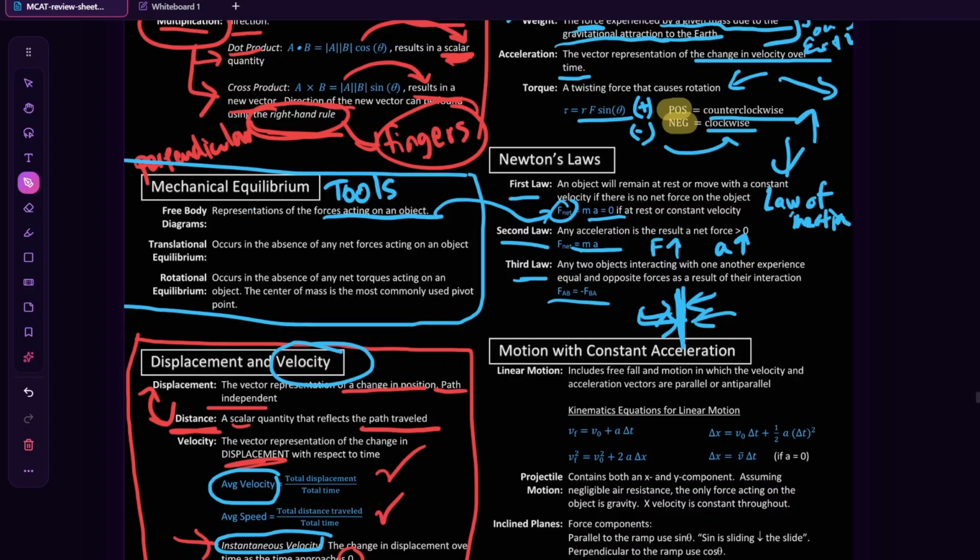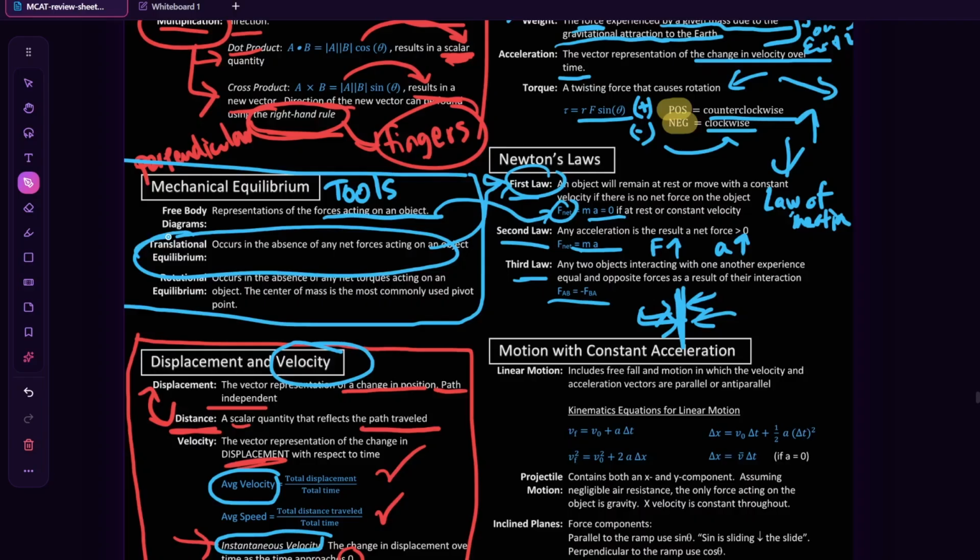Translational equilibrium is another tool, and translational just means a straight line of motion as opposed to rotation. An object is in translational equilibrium when every force acting on it cancels out perfectly, so the net force is 0. This connects back directly to Newton's first law, which applies in the absence of any net forces acting on an object, right? So an object is in translational equilibrium when every force acting on it cancels out perfectly.